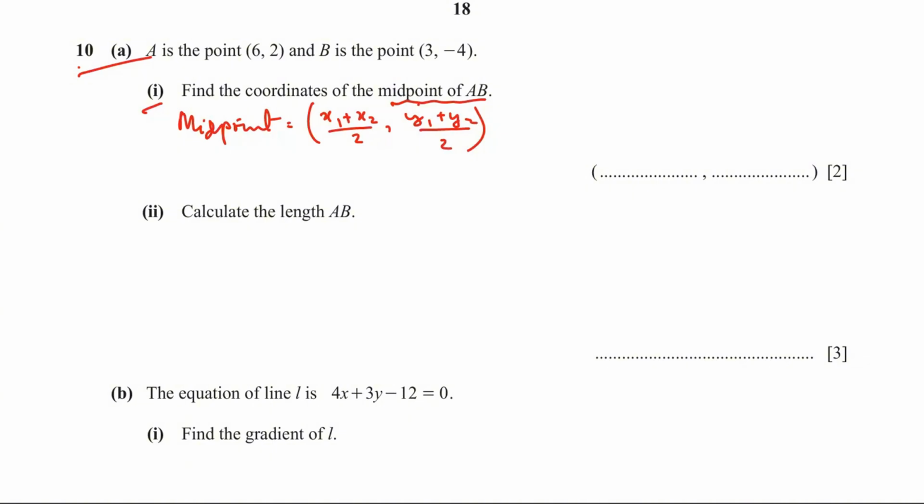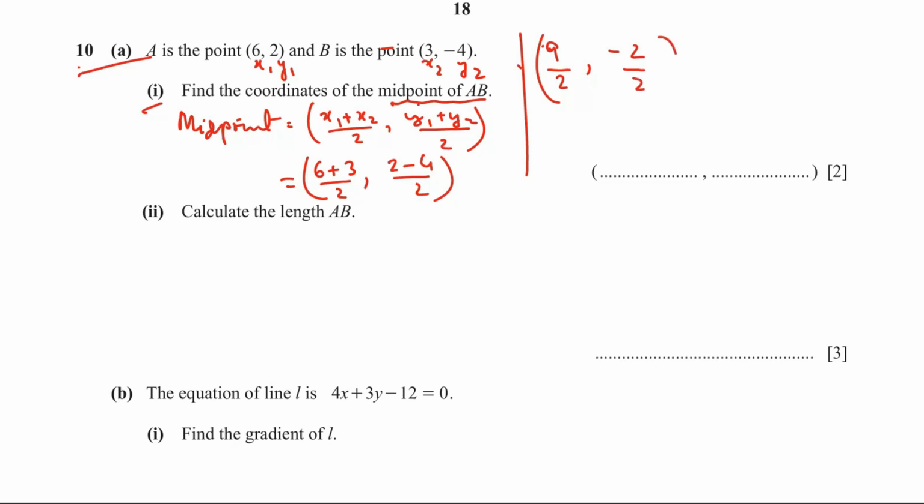Okay. So let's say this is x1 and y1, this is x2 and y2. So let's substitute those values here. (6 plus 3) divided by 2, comma (2 plus minus 4) is minus 4 divided by 2. That's going to be 9 over 2, comma minus 2 over 2. So the coordinates of the midpoint of AB is going to be (4.5, -1).